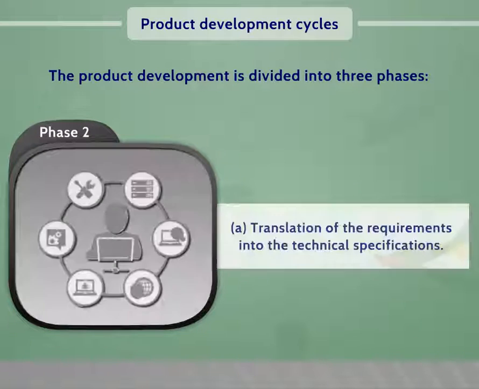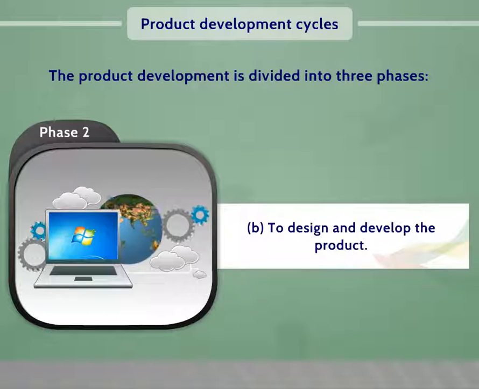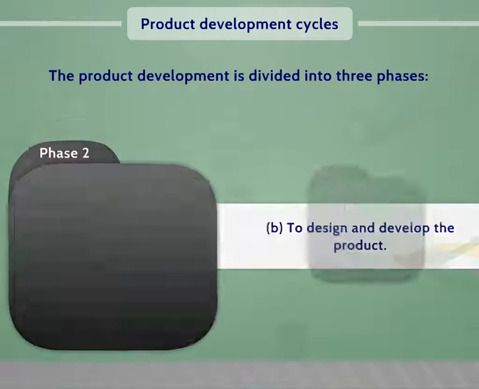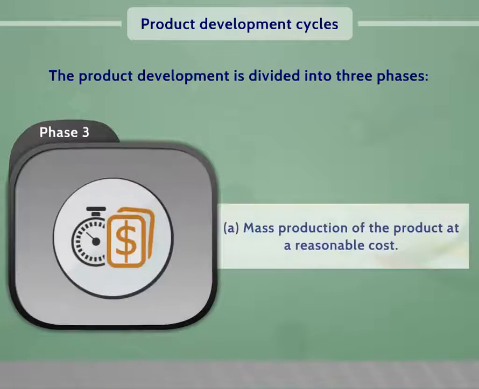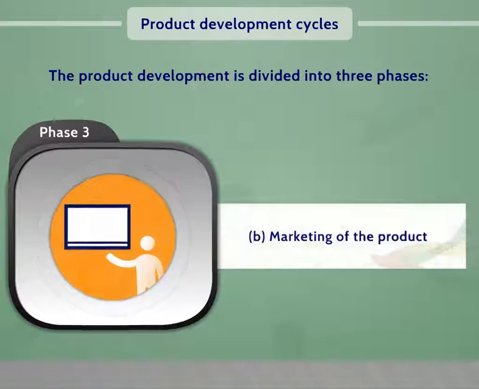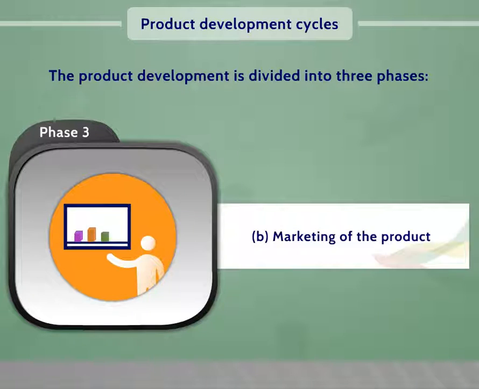Phase 2. Translation of the requirements into the technical specifications. To design and develop the product. Phase 3. Mass production of the product at a reasonable cost. Marketing of the product.